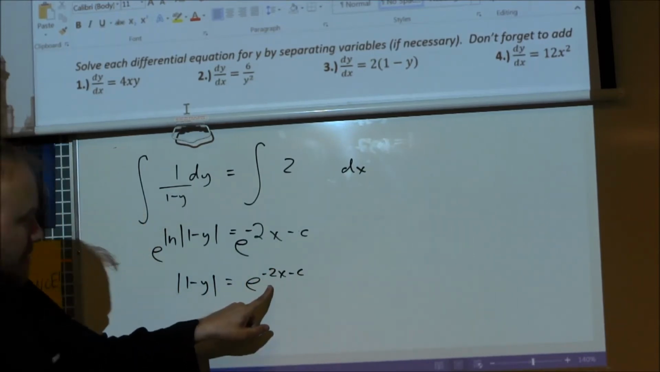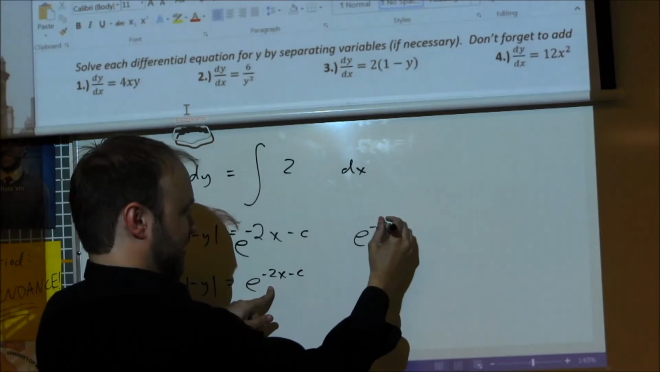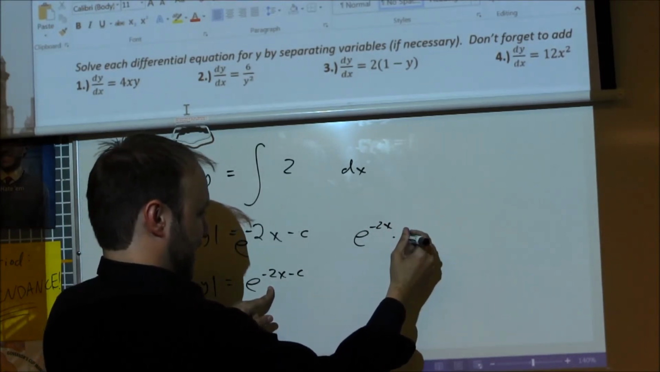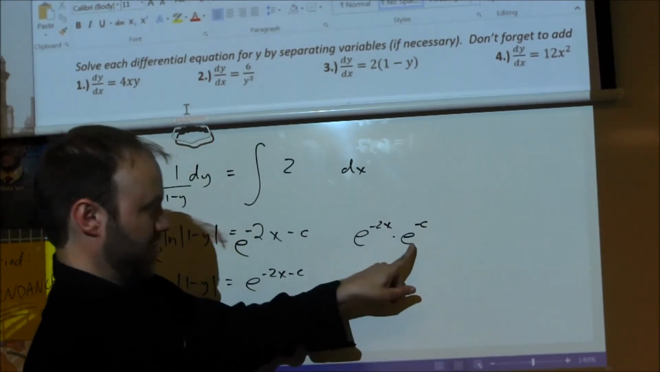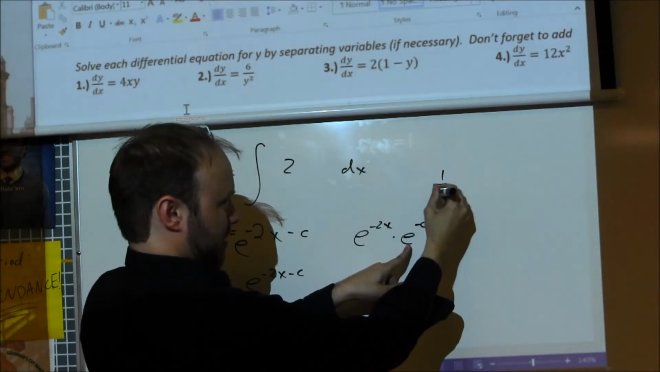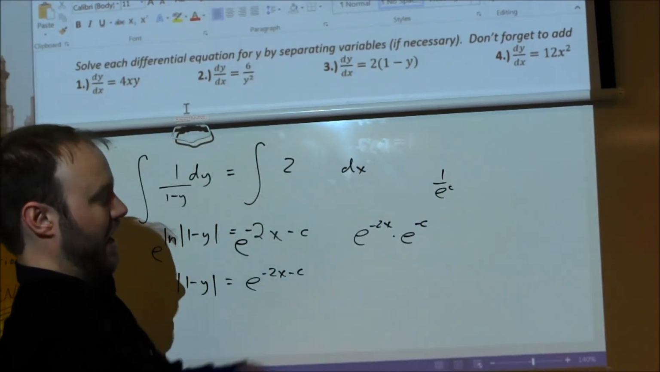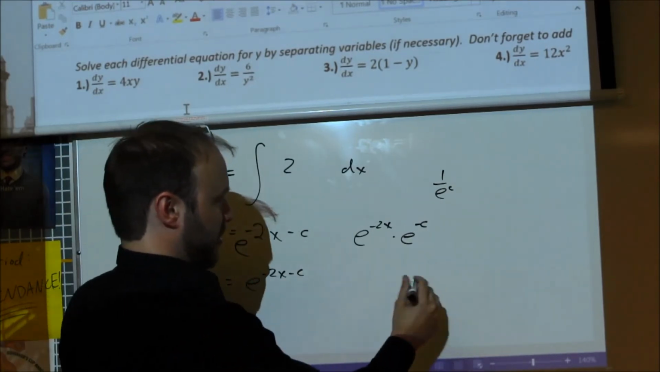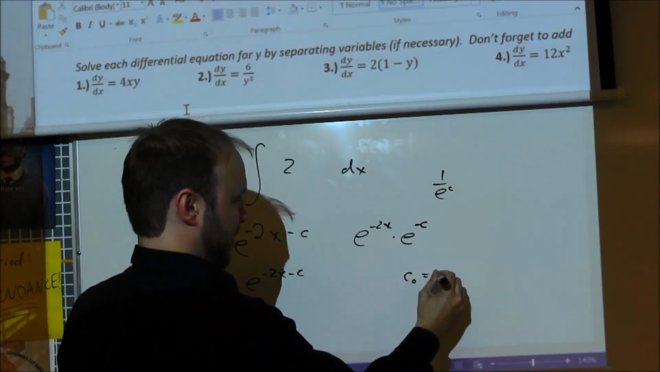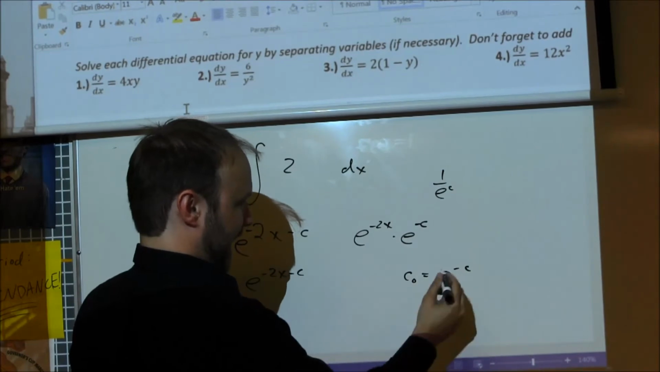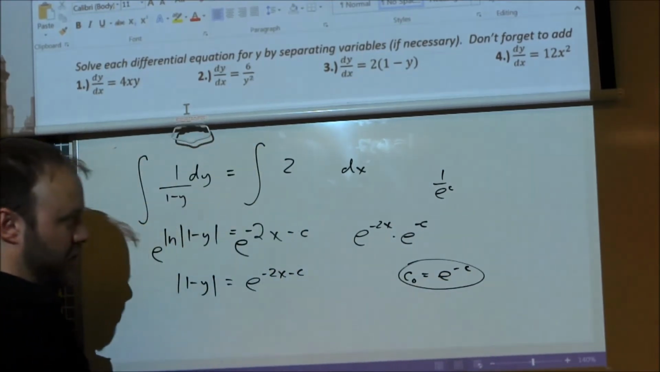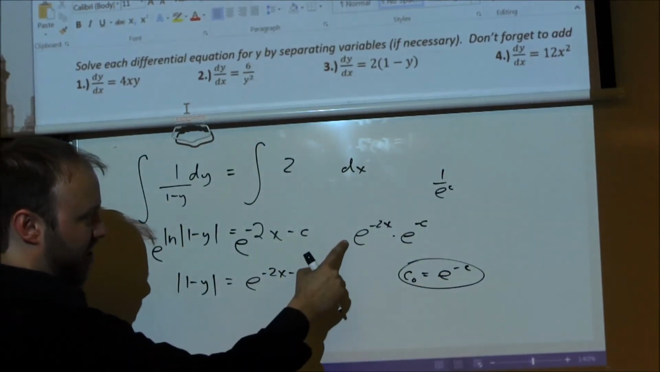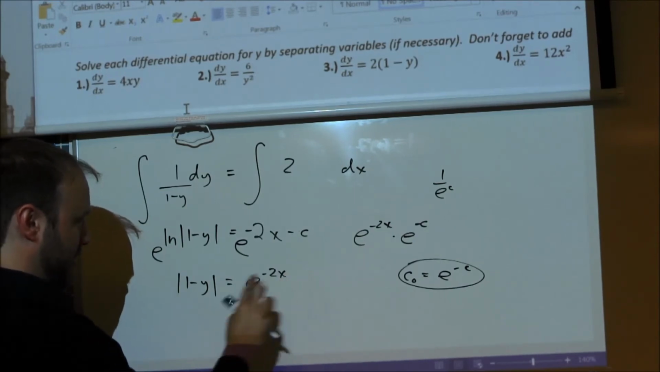Again, this is the same thing as e to the -2x times e to the -c. Remember, e to the -c is technically the same thing as 1 over e to the c if you cared. But once again, that's a constant. That's what I really care about. So I'm going to let c naught equal e to the -c, and I'm going to replace that in the equation. So I'm going to write it as c naught times e to the -2x.